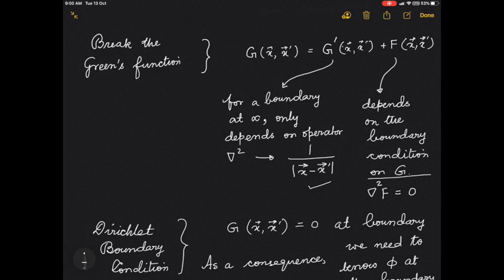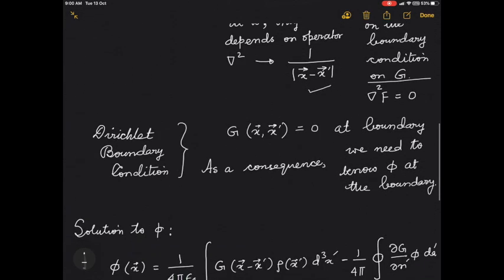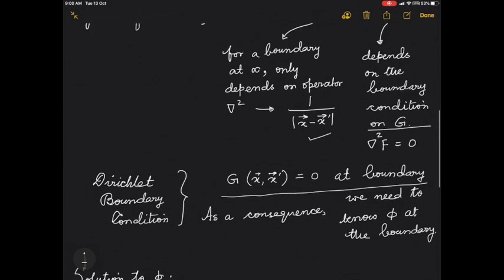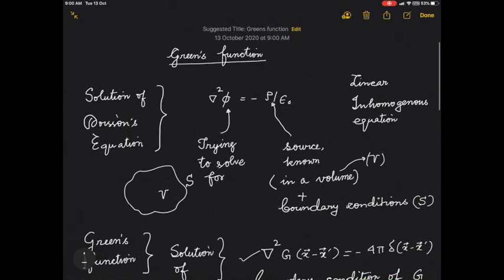And all I need to know of G is to know what is the boundary condition on F. And what is the boundary condition on F comes from the boundary condition on G itself. So if I choose a Dirichlet boundary condition, which is whatever at my boundary, and this boundary will be chosen to be the boundary of the original problem.